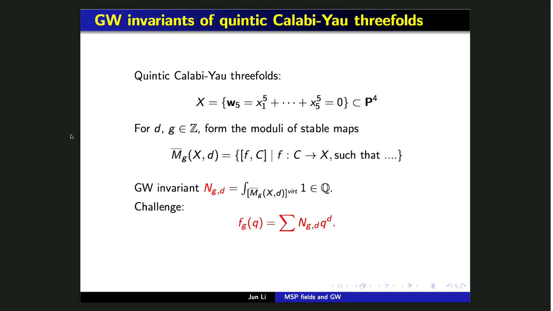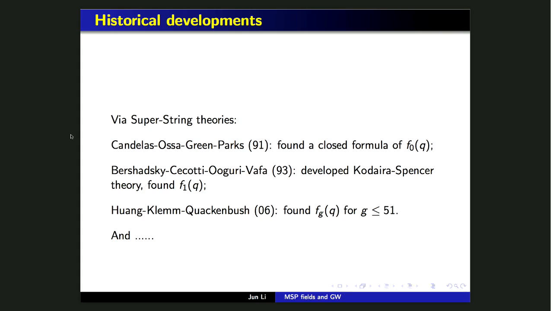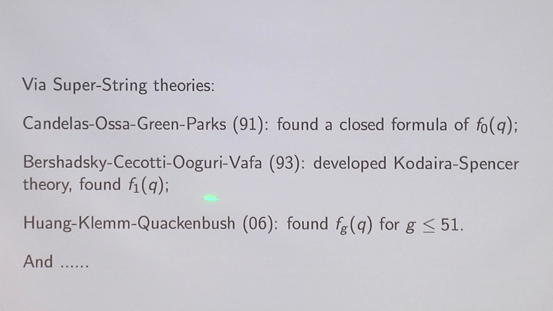Well, the story always begins with string theory, superstring theory, quite a while ago, in 1990. Candelas and his group found a closed formula for the genus zero case, so they have a complete answer for genus zero. Then two years later, BCOV developed the Kodaira-Spencer theory, and they found F1 and possibly F2, and then probably ten years later, they found F_g for all g, well, that's an algorithm, to get a closed formula for all g up to g equals 51.